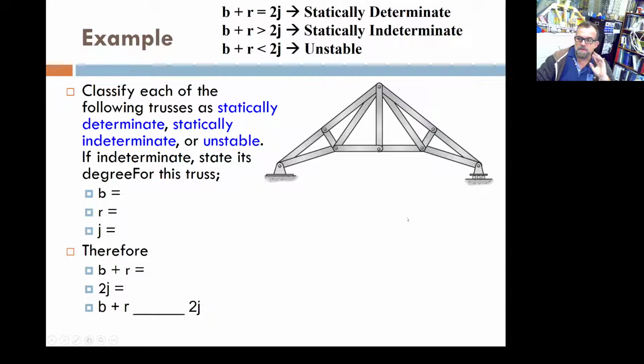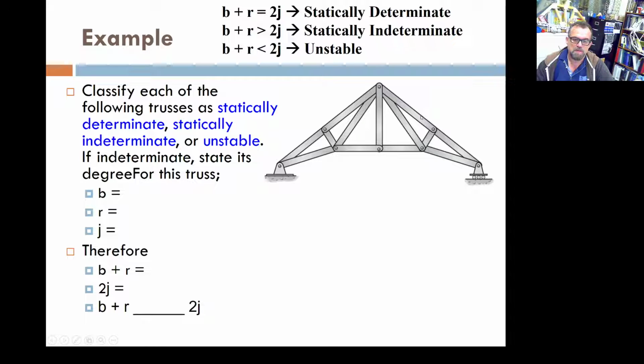Let's check these examples to see how you do. And I put here the equations. For this truss, we have to count and classify it as statically determinate, indeterminate, or unstable. So we have to count the number of bars, the number of reactions, and the number of joints. So here, how many bars?